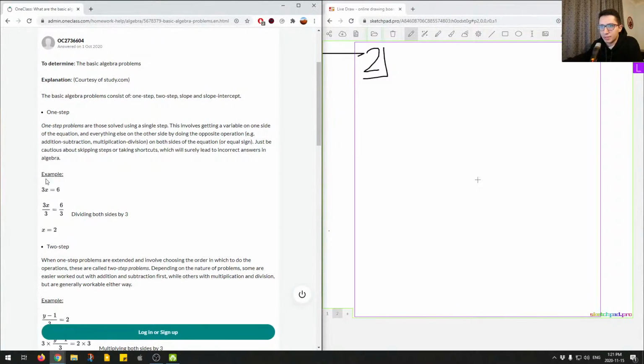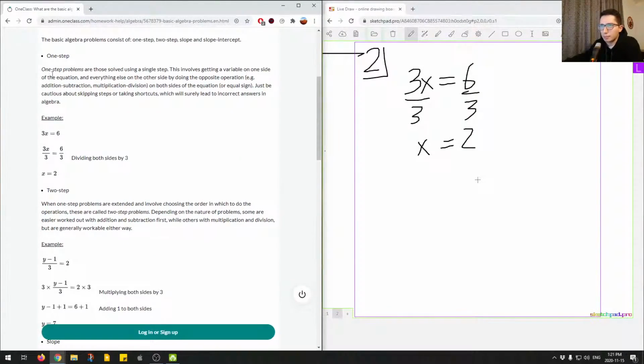So here they give us just a simple algebra problem. We have 3x is equal to 6. The goal for this example is to isolate for x, and in this scenario we just divide by 3 on both sides of the equation, and we end up with x is equal to 2. So we know 3x divided by 3 gives us x, and 6 divided by 3 gives us 2. So there's a one-step algebra problem.